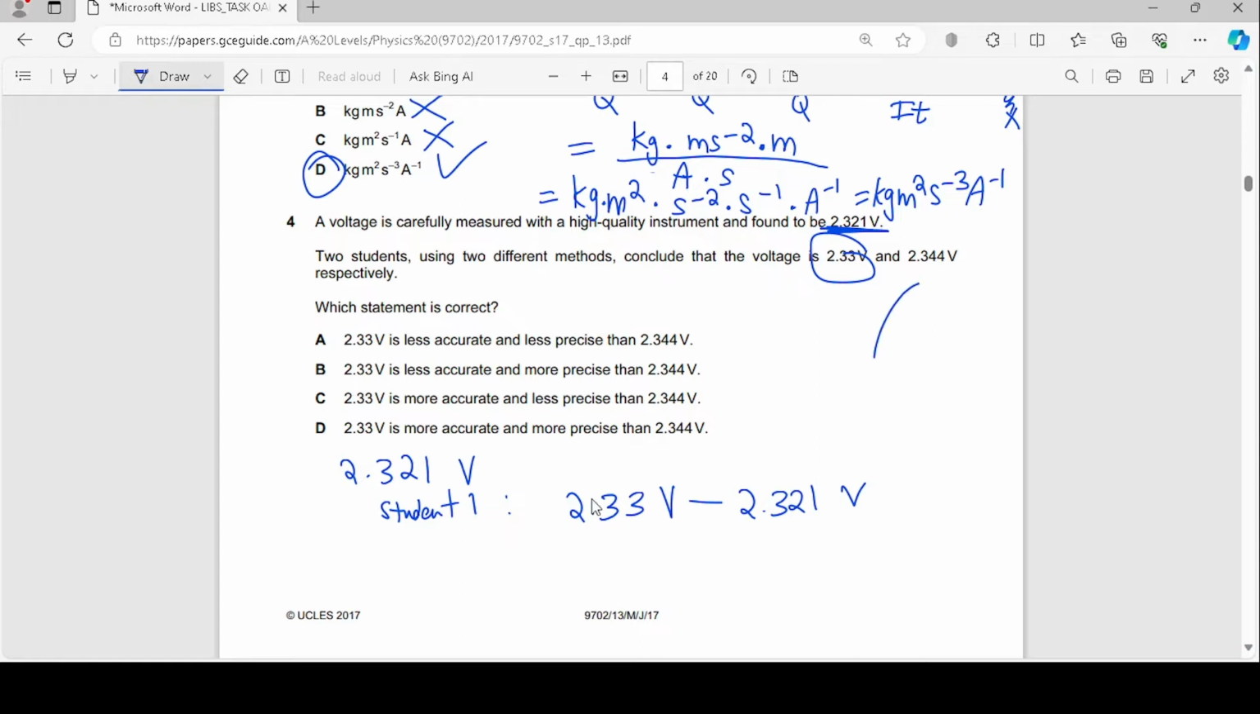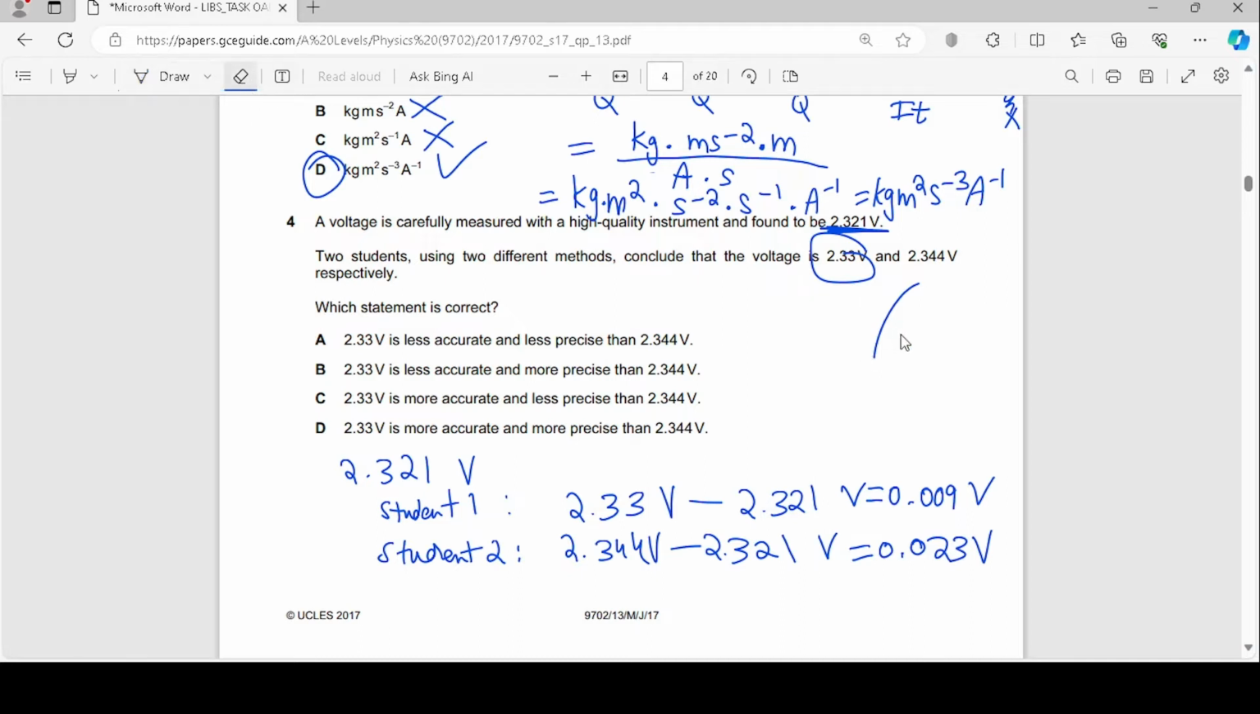So 2.33 minus 2.321 is a difference of 0.009 volts. As for student 2's value, you have 2.344, so 2.344 minus 2.321, we're going to get 0.023 volts. So as you can see, because they're talking about the value of 2.33 volts, is it less accurate, less precise than 2.344? I'm going to compare the two values and let's see.